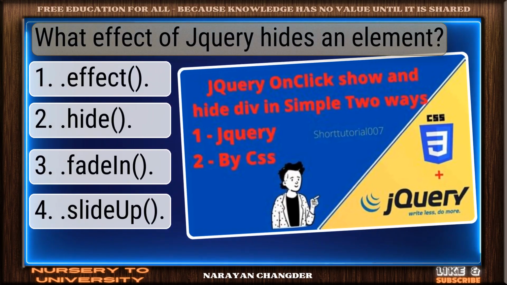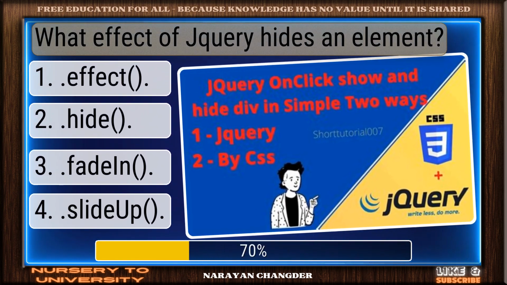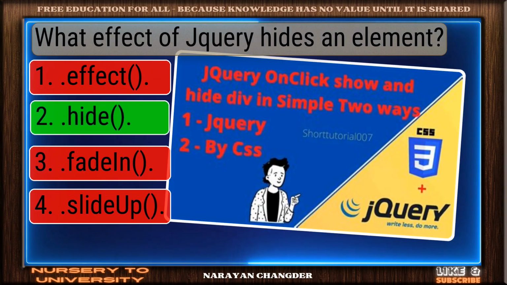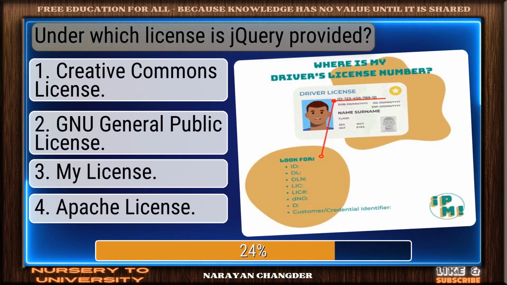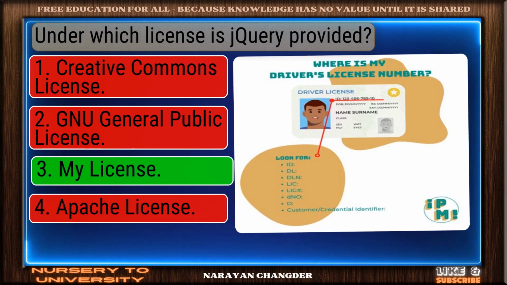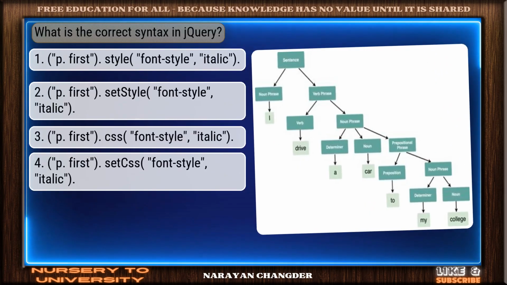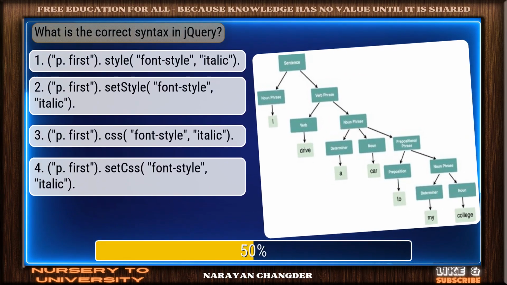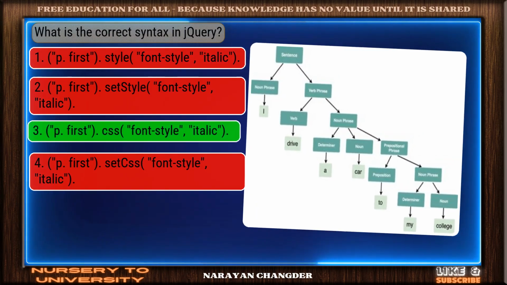Question number 56. What effect of jQuery hides an element? Excellent choice. Hide is the right answer. Question number 57. Under which license is jQuery provided? Bravo. MIT license is the answer. Question number 58. What is the correct syntax in jQuery? You're right. CSS is the correct answer.